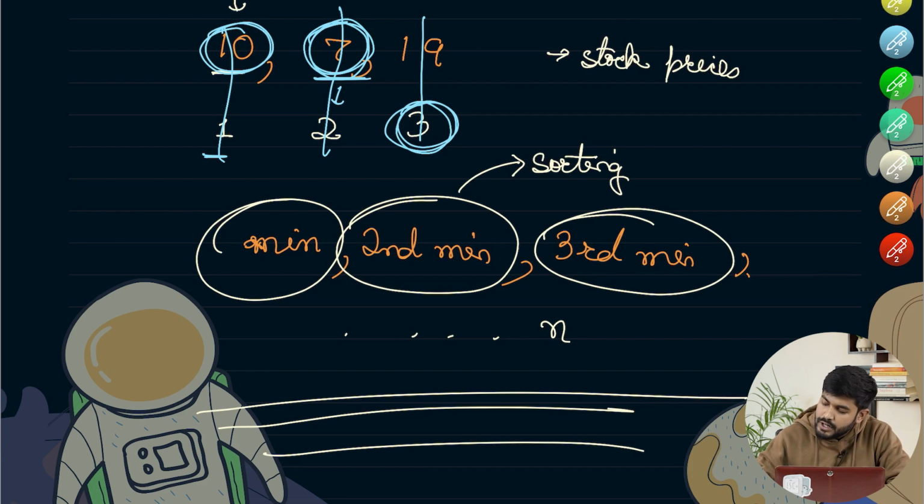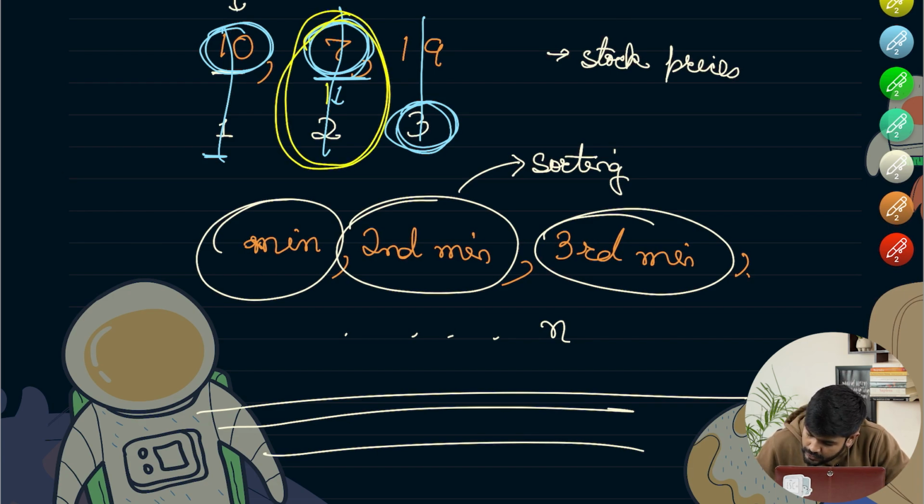Fair enough. Sorting would solve the purpose. So what we would really do is, we need to sort it, but we want to know how many values we can buy.